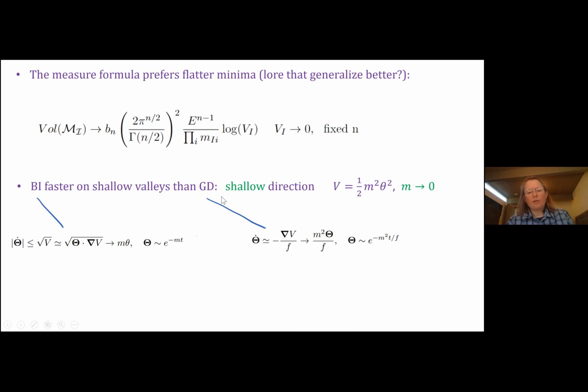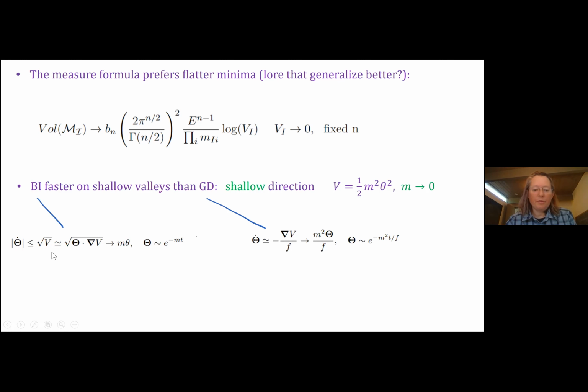Also, if you just look at what's going on there in a shallow region and look at the dynamics of the two cases: for friction dominated motion, you can solve that in a shallow valley with the mass going to zero. The behavior of the particle on that shallow part of the landscape is easily solved. It gives you theta goes like the exponential of minus m squared t over the friction f. And in BI, it's speed limit dominated, so the value of the magnitude of theta dot is the square root of the loss.